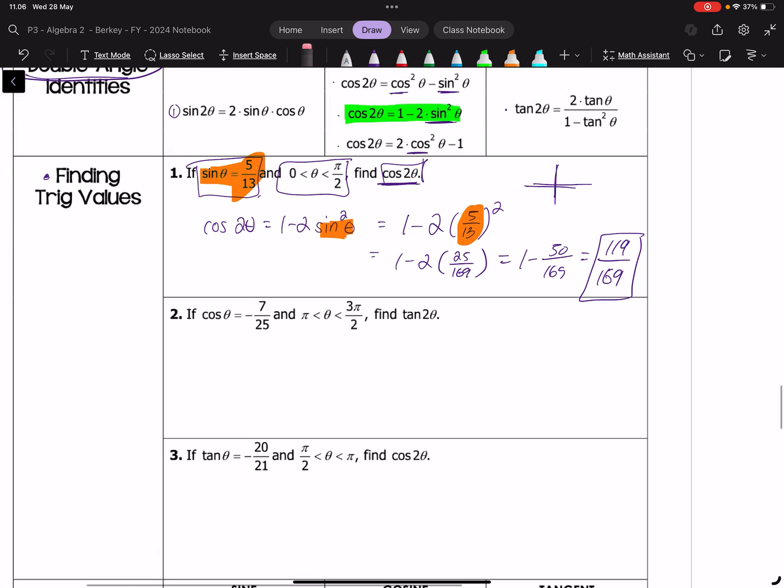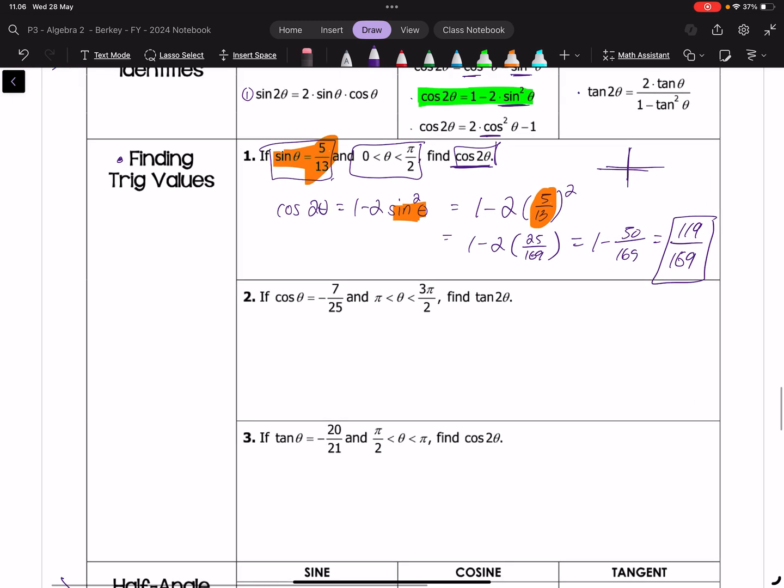Number 2 says if cosine of theta is negative 7 over 25, and we are working in the third quadrant from pi to 3 pi over 2, find tangent of 2 theta. For this question, I'm going to draw a graph. Just note that I'm in the third quadrant. So this is quadrant 3. We'll come back to that in just a moment.